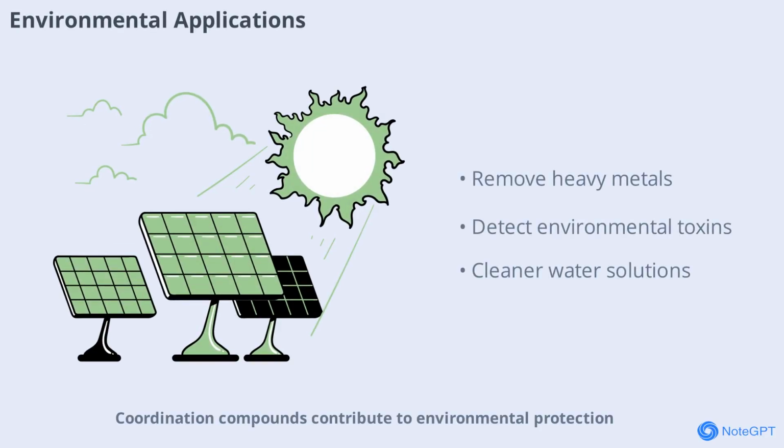Coordination compounds contribute to environmental protection. Chelating agents are used to remove heavy metals from wastewater, preventing pollution. Some complexes act as sensors to detect environmental toxins. By harnessing the unique properties of coordination compounds, scientists develop innovative solutions for cleaner water and a healthier planet.